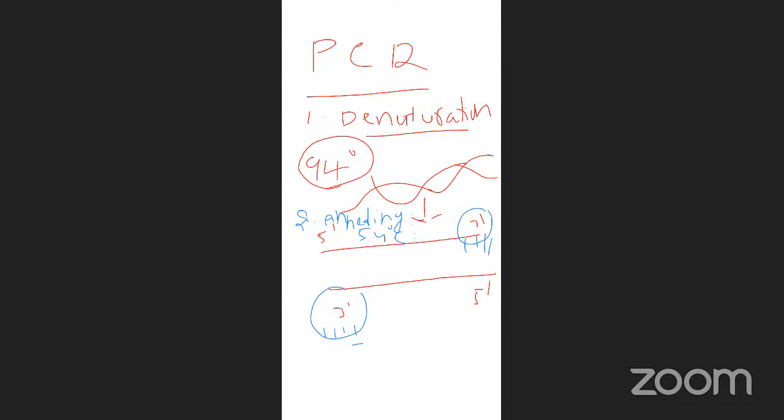Now the next step, the third one, extension. First denaturation, separated; annealing, attached with primer; next extension. The extension starts after adding DNA polymerase. Let me write here DNA polymerase, here also DNA polymerase.